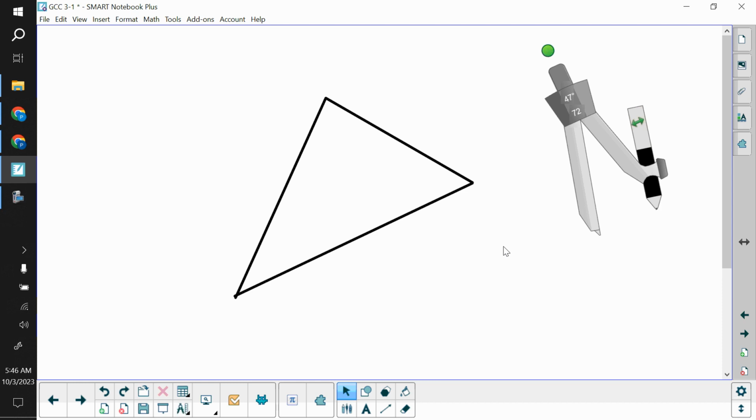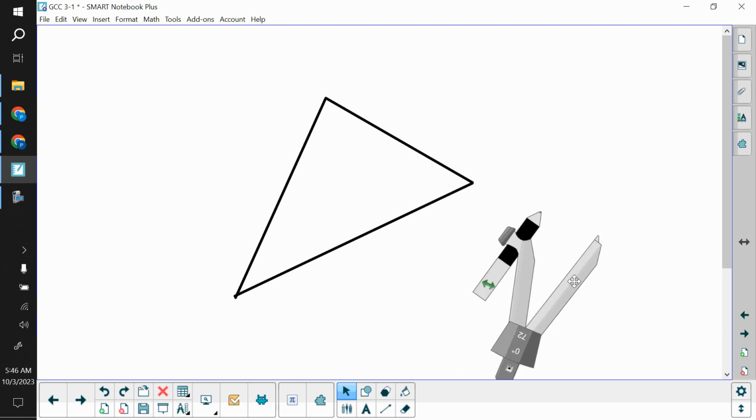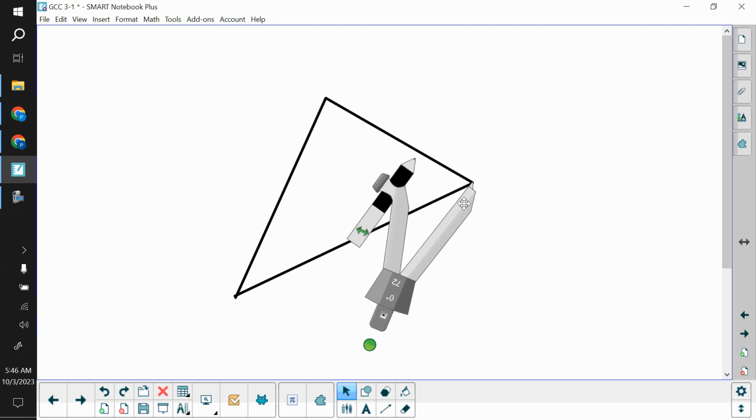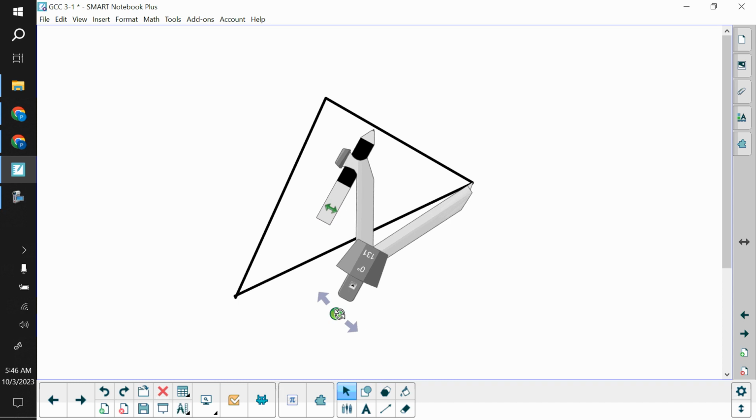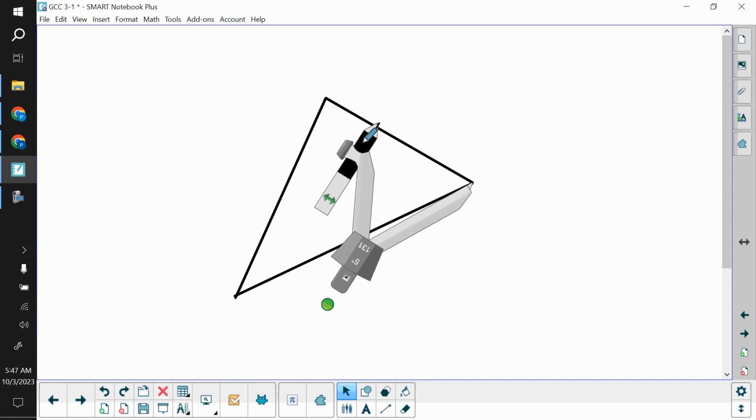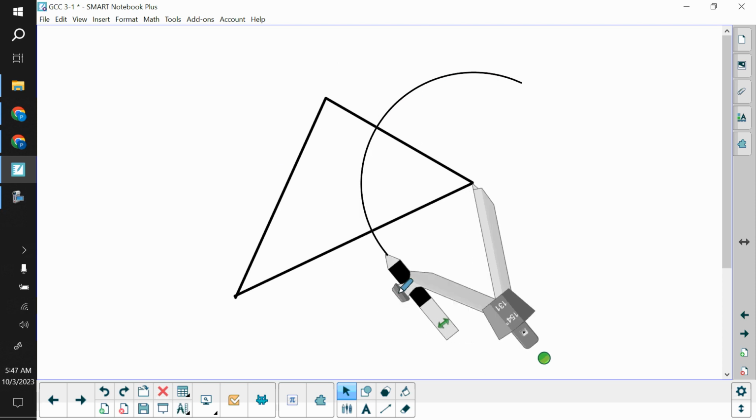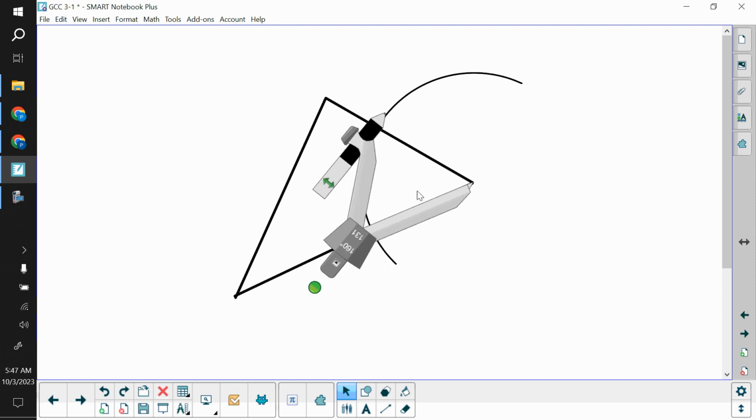So what we're going to do is the perpendicular bisector of two of the sides. Doesn't matter which two sides. So I'm going to start out by doing the perpendicular bisector of this side. When we do that, we want to have our point on one of the endpoints and have our compass open more than halfway to the other endpoint. I'm going to swoop it in both directions.